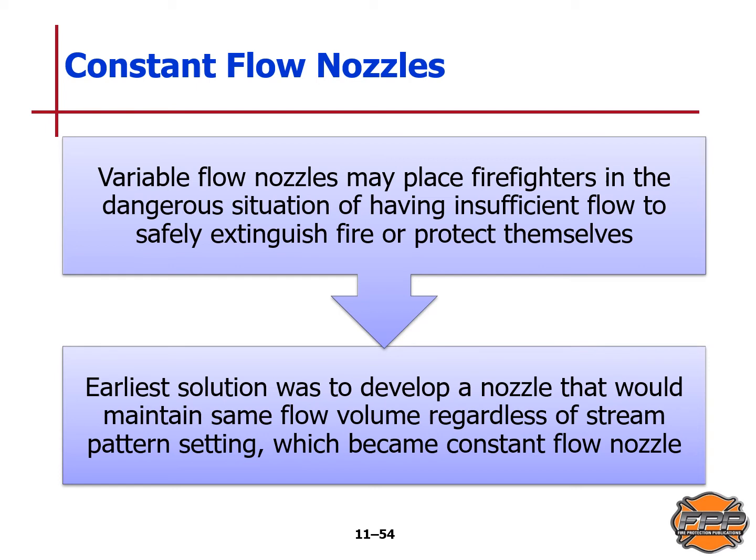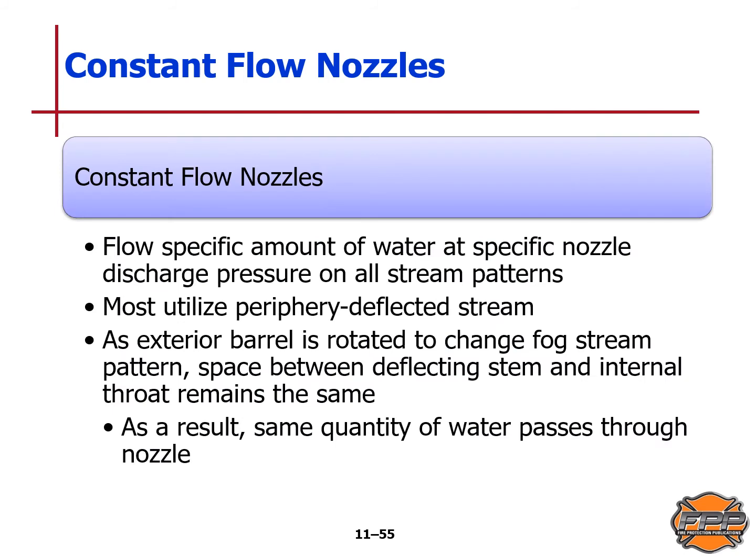Constant flow nozzles is what we're going to talk about now. While variable flow nozzles may place firefighters in a dangerous situation of having insufficient flow to safely extinguish the fire or protect themselves, the earliest solution was to develop a nozzle that could maintain the same flow volume regardless of the stream pattern setting, which became a constant flow nozzle. Constant flow nozzles flow a specific amount of water at a specific nozzle discharge pressure on all stream patterns.